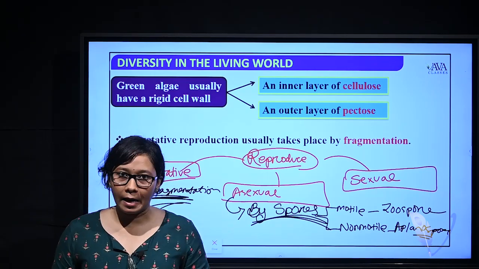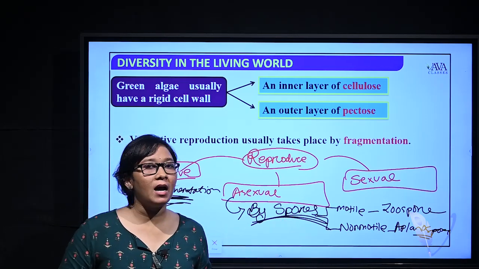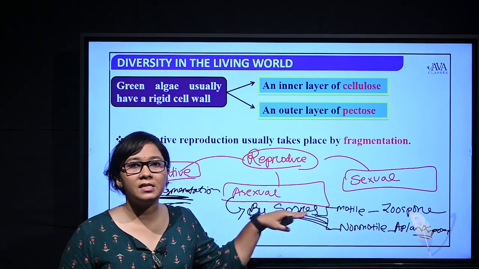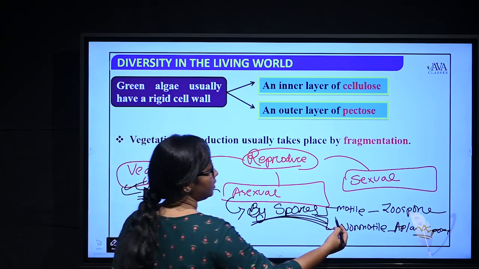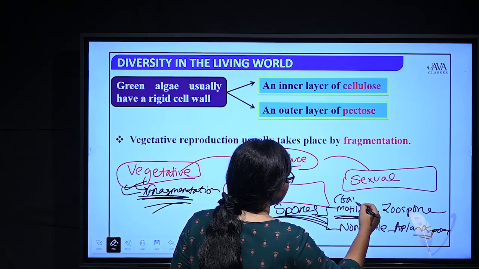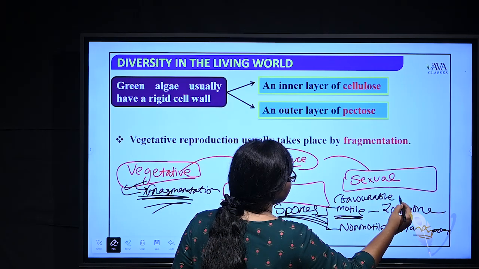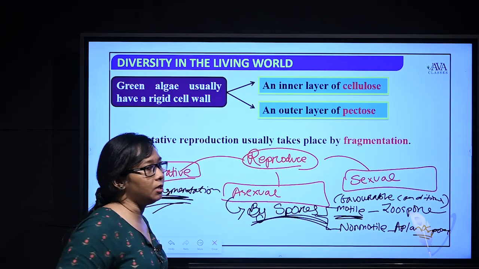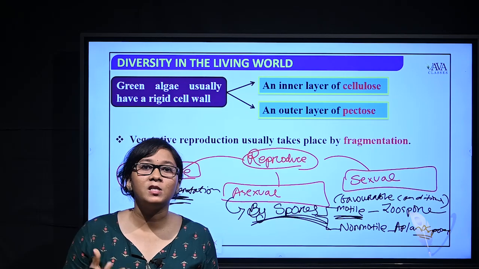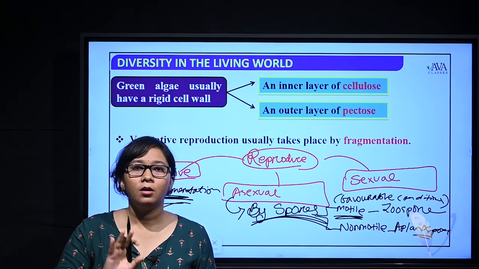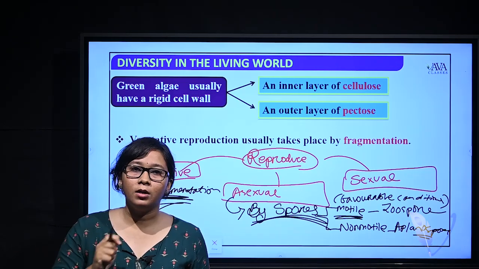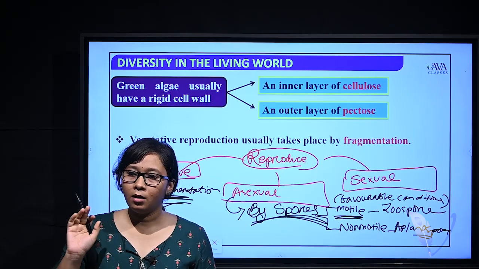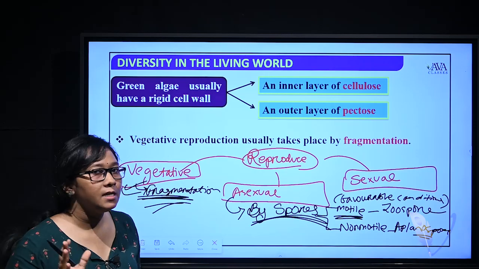The motile form is zoospore, the non-motile form is planospore or aplanospore, and the motile form is generally produced in favorable conditions or in favorable seasons. What is a favorable condition in lower organisms? It means their food is present, they have a suitable environment, they are living well. So, that is their favorable condition.